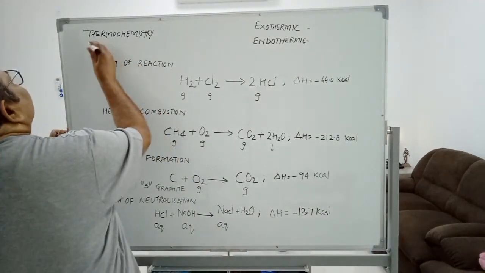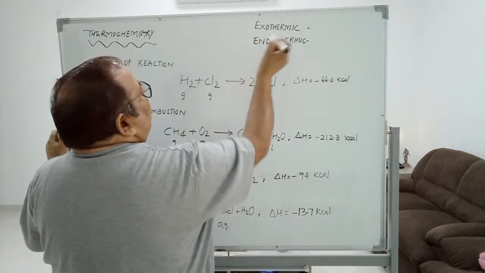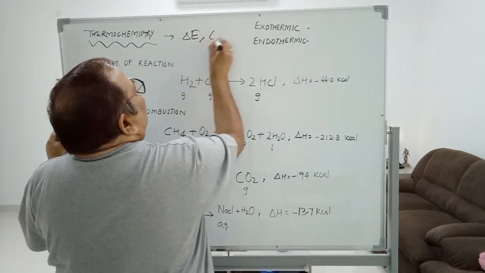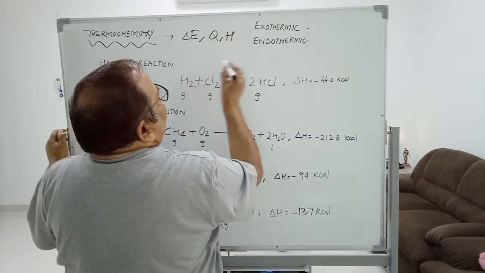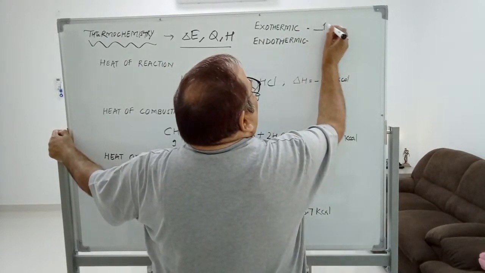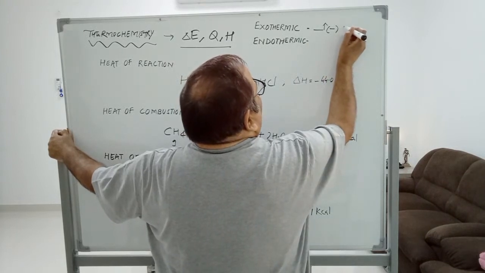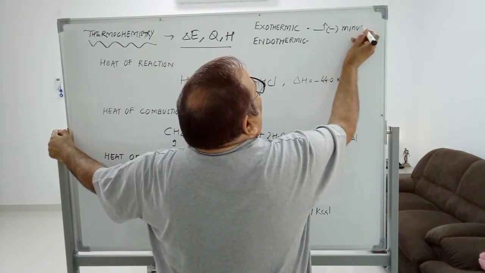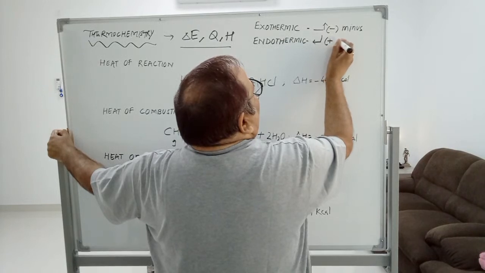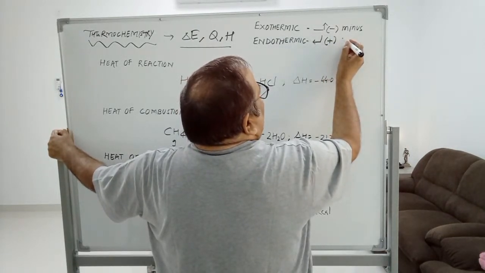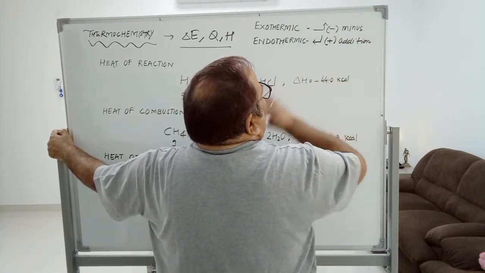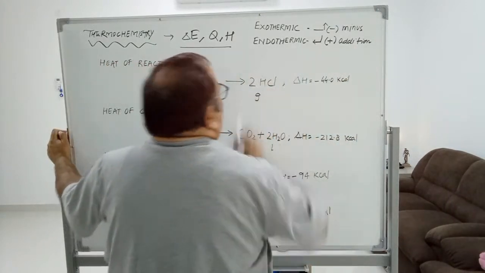See, in thermochemistry, heat may be represented in the form of delta E, Q or H. In the case of exothermic reactions, these are minus. For a reaction with addition of heat, the sign is positive, plus, and it is endothermic.